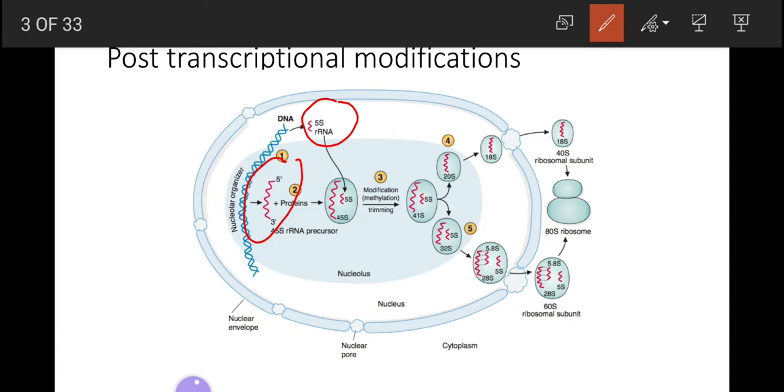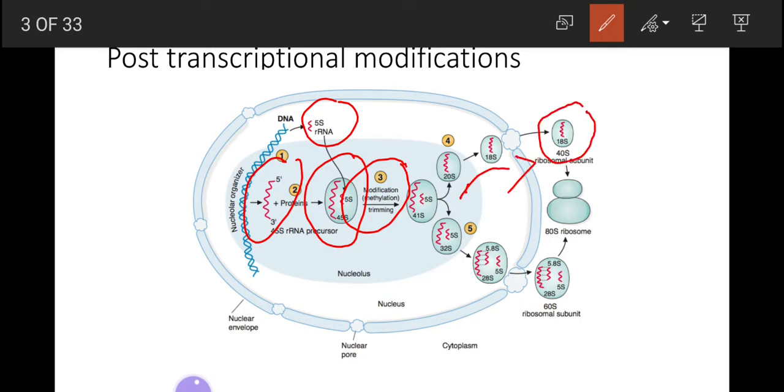They are synthesized in the nucleolus, and they are assembled with the proteins within the nucleolus, and then there is the further modification of the bases as well as the ribose sugar. Here it is written that methylation of bases occurs. Then there is the further trimming of the ribosomal RNA into the 41S RNA. It is the 18S ribosomal RNA.